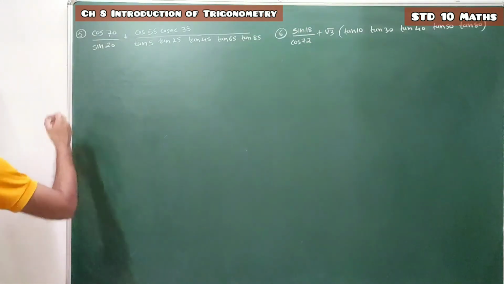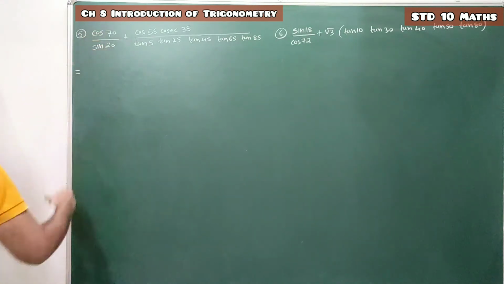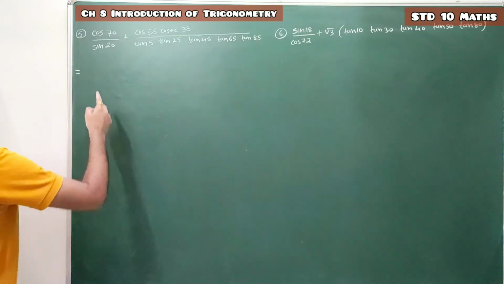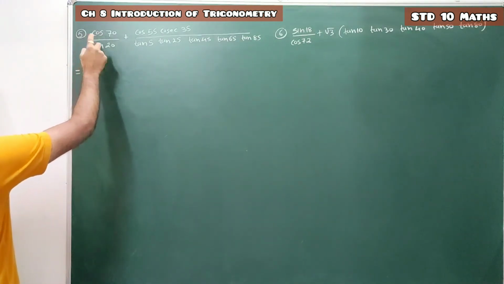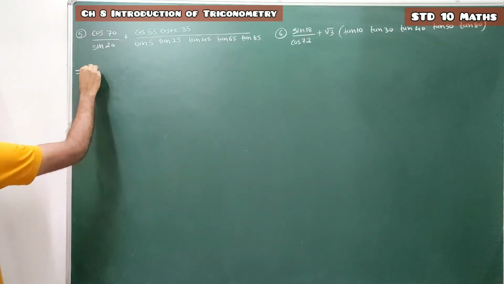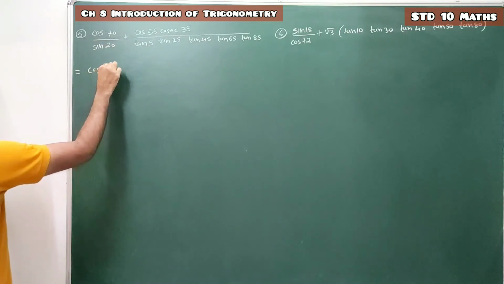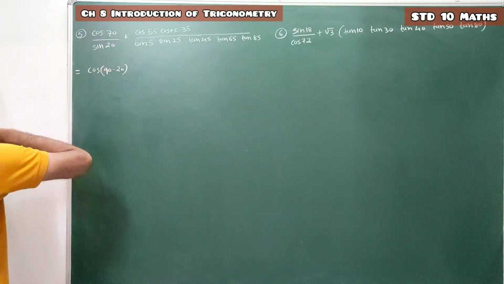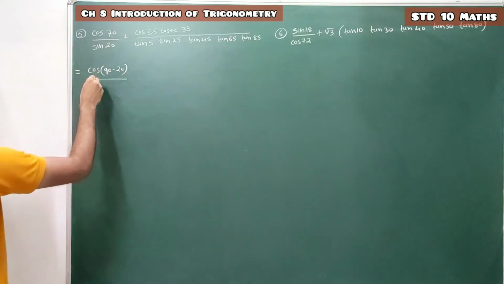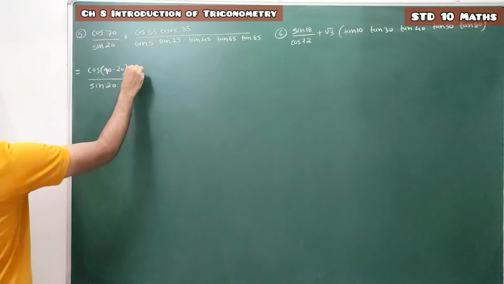Here we are given cos 70 upon sin 20. We know that cos and sin are complements of each other. That means either you can convert this cos into sin or this sin into cos. So we will consider this cos one. First we write this cos 70. 70 is nothing but 90 minus 20, and this sin 20 as it is.